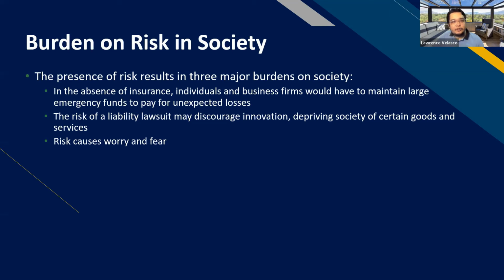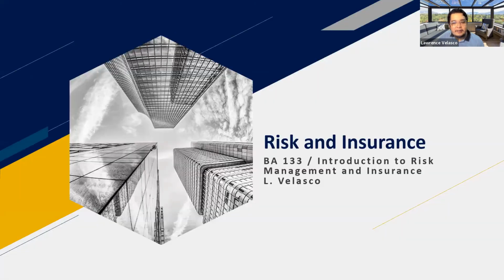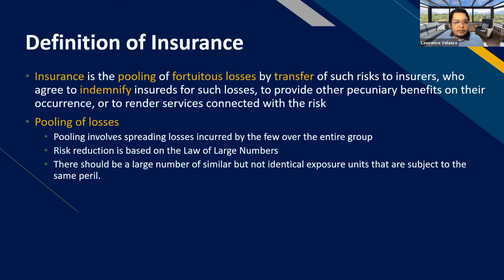Okay. So that's an introduction to risk. Next section, we'll talk about insurance. So this is a quick lang because most of the coverage and insurance will be covered in the third module. So what is insurance? Insurance is the pooling of fortuitous losses by transfer of such risk to the insurers who agree to indemnify insureds of such losses.